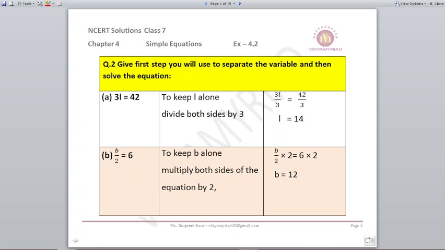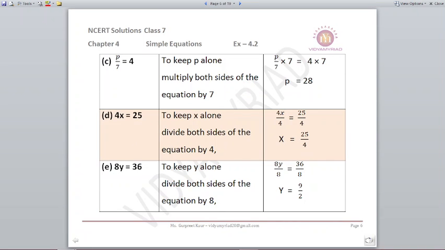Next, b upon 2 is equal to 6. Now 2 is in the denominator, so that means there should be a 2 in the numerator to get it cancelled. So what I will do? I will multiply both the sides by 2. So it will become b upon 2 multiplied by 2 is equal to 6 into 2. On the left hand side, 2 is in the numerator, 2 is in the denominator, both get cancelled. So b is alone here. So b is equal to 12.